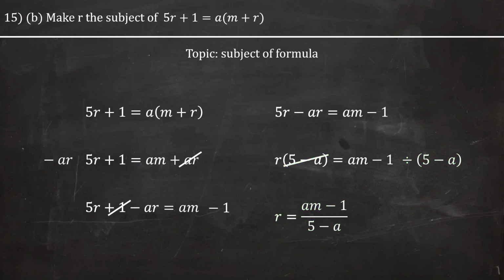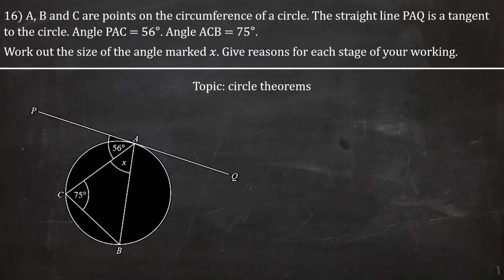5 minus a. Question 16, we have a circle theorems question here, not that difficult question. So first, we're going to find that angle over there, angle ABC. So look, angle ABC is going to be equal to angle PAC, which is 56 degrees.